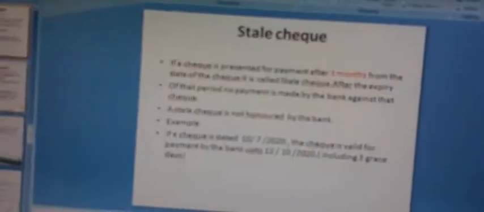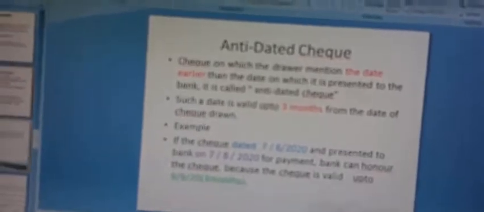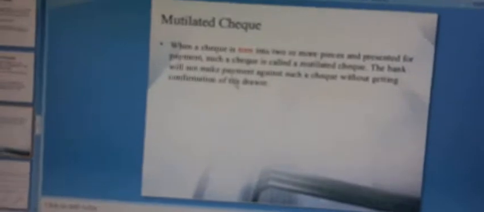The next one is a mutilated check. When a check is torn into two pieces, such a check is called a mutilated check. The check cannot be presented for payment in the bank.